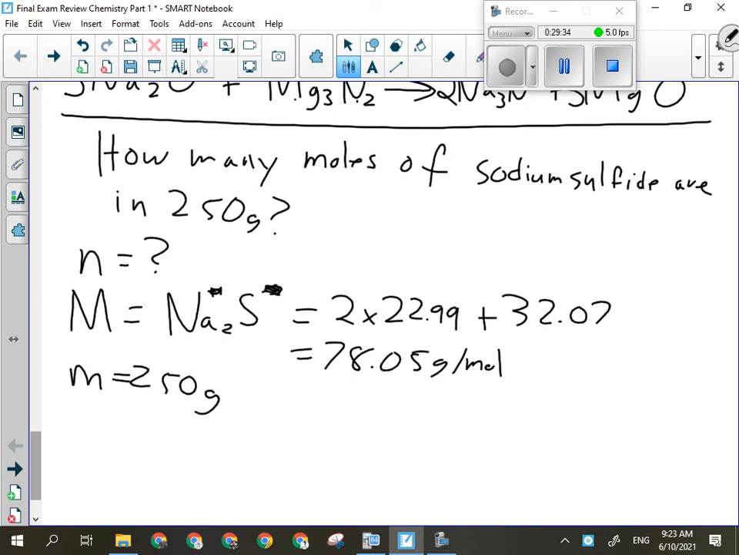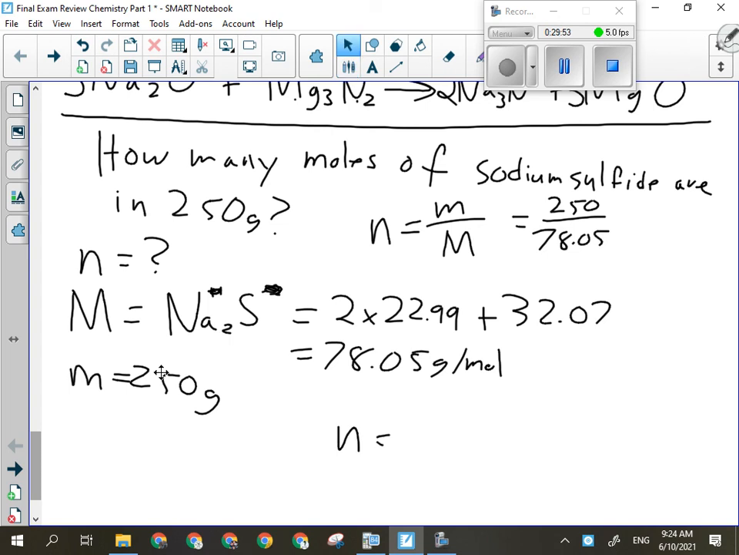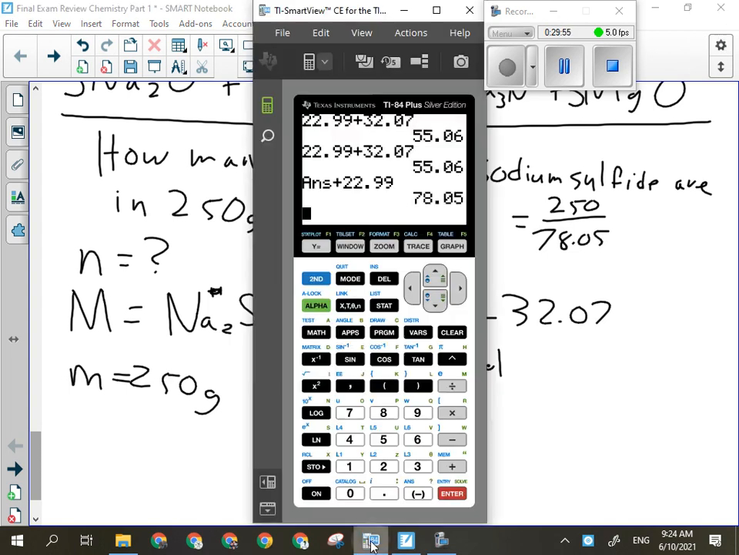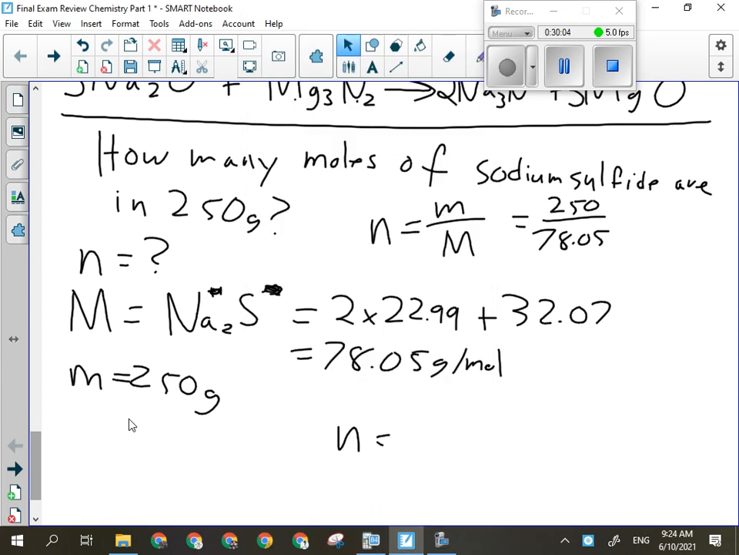All right, so the mole equation says that number of moles equals mass divided by molar mass. I now have both of those numbers, so all I have to do is plug them into the formula. 250 grams divided by 78.05 grams per mole. All right, so that's 3.2 moles.